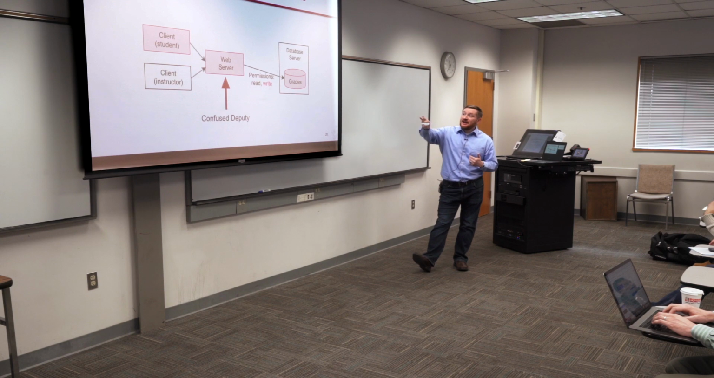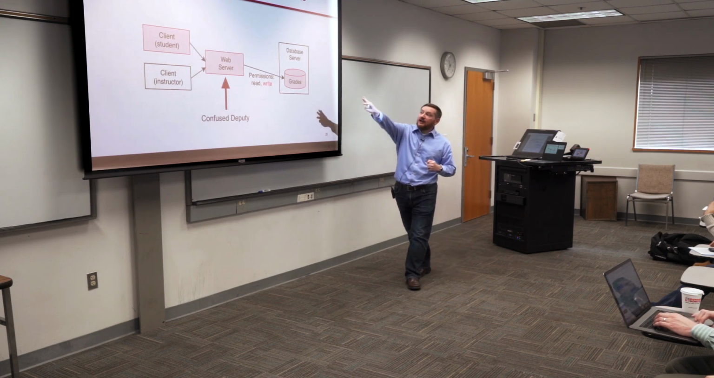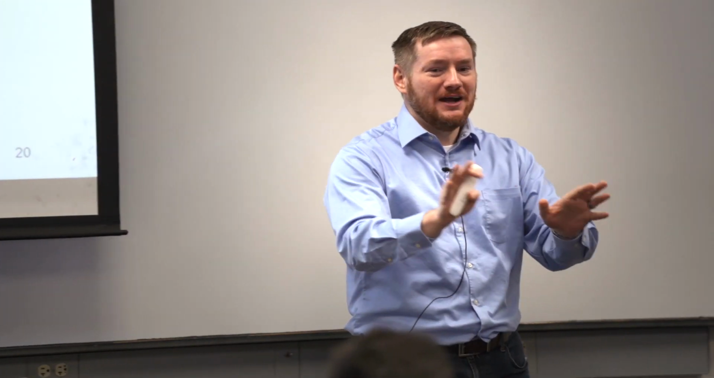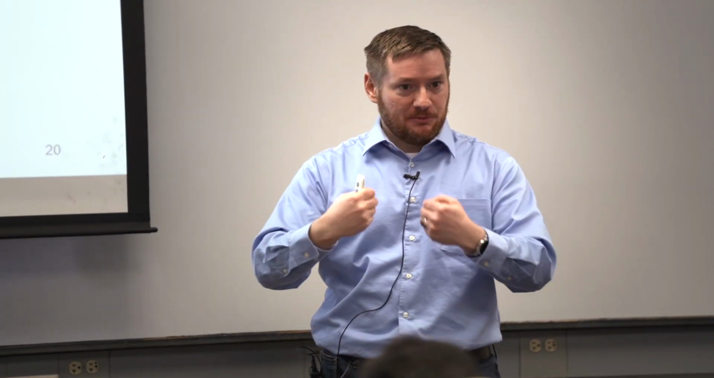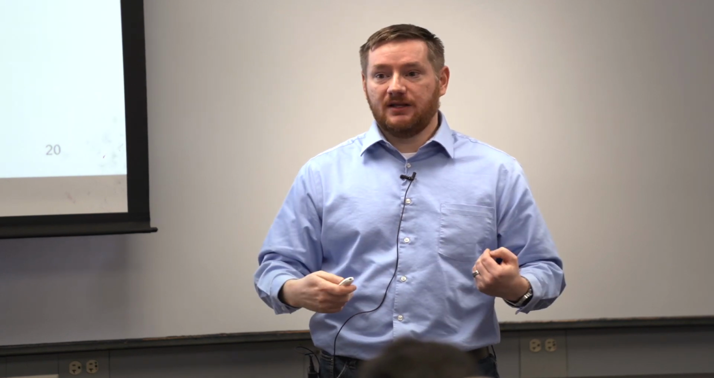The problem is that that deputy can become confused at times. So let's say that a client, in this case a student, finds a bug in my code for my web server. And now they're able to get privileges escalated on the web server. When that web server talks to the database server, they're able to do edits that they otherwise shouldn't be able to do. And the reason is because that web server is all powerful. It has the permissions of everybody who could possibly use it. And because of this, when the deputy gets confused, you have access violations.